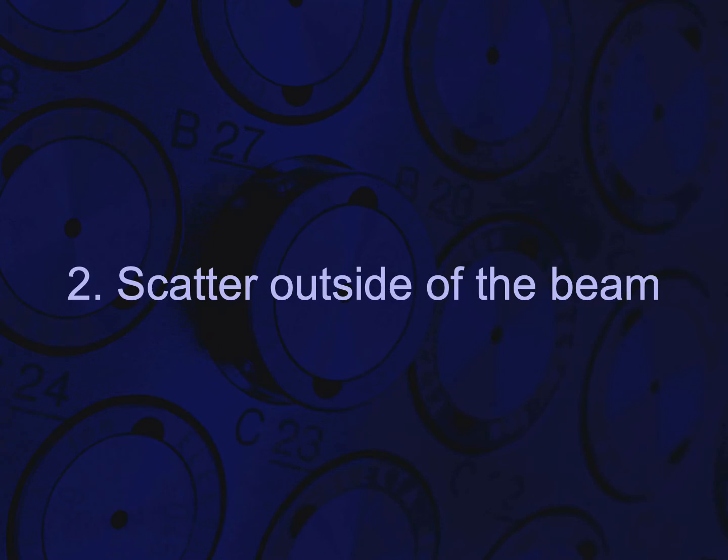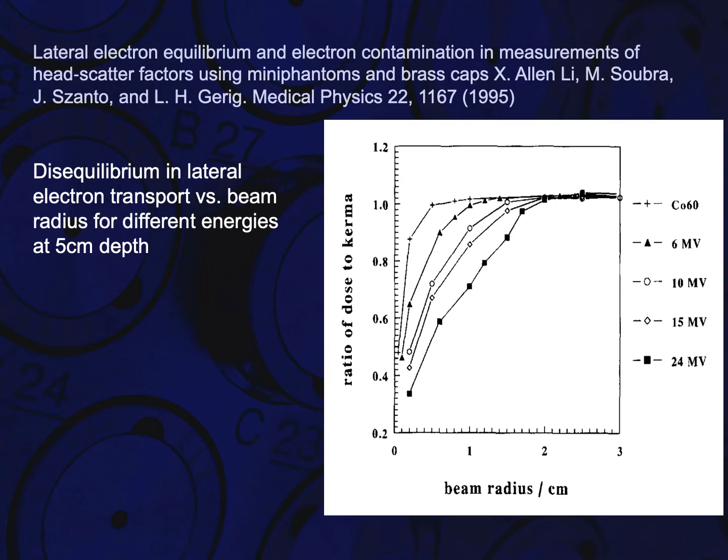Let's look now at the scatter outside of the beam. Now, there's a paper here with a bit of a funny title, but this chart from this paper is very, very useful to demonstrate what I mean by scatter outside of the field. So here they're looking for disequilibrium in lateral electron transport. That basically means how many electrons are being scattered outside the field versus how many are being scattered inside the field. And ideally, you want to have good equilibrium of that lateral electron transport.